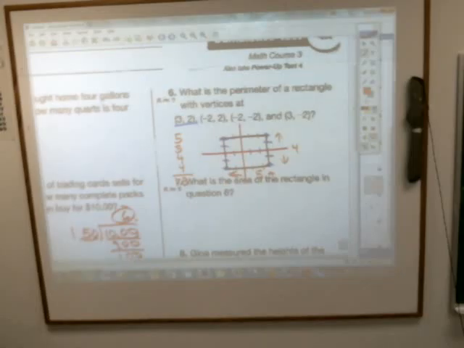Kendall, are we allowed to use notes for this? You are allowed to write a separate piece of paper for notes. You may not use your pretest, either the test or the sheets. You can do just like Taylor has right here.